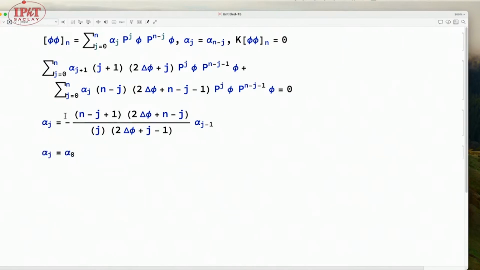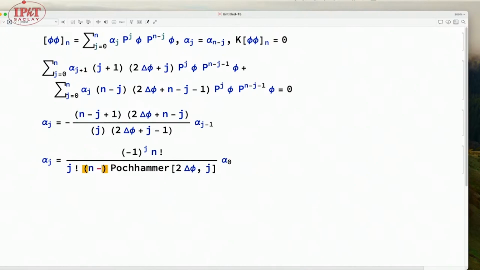So every time we apply this recurrence, we get a minus sign. So that's why there's a minus 1 to the j. Then from the factor downstairs, we get a 1 over j factorial. Then from this factor here, we get the Pochhammer of 2 delta phi. And from here, we get something that's n factorial over n minus j factorial.